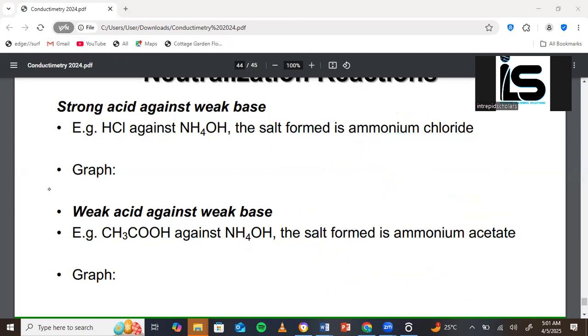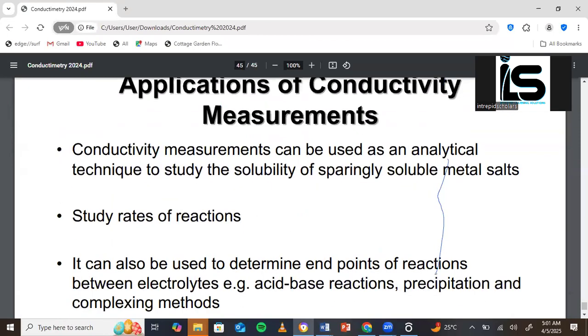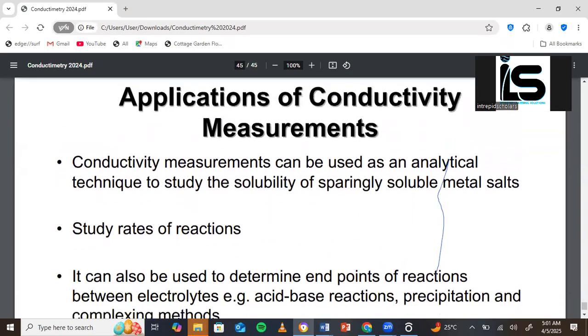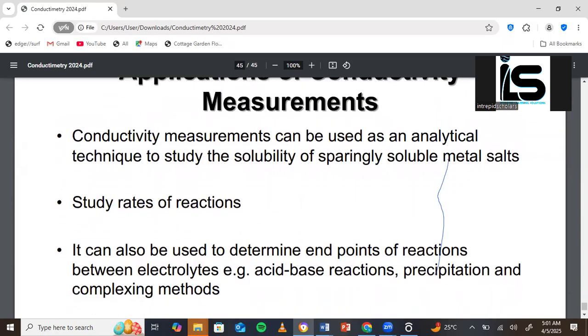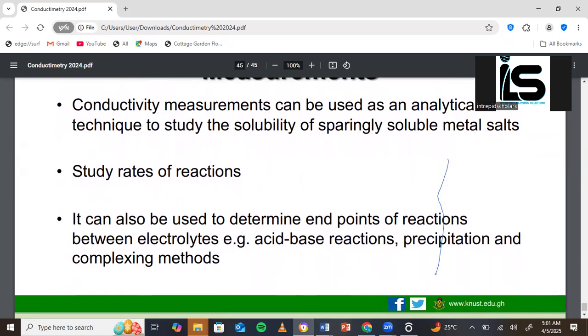And the last thing we'll talk about would be application of conductivity in measurements. So we are saying that first one, conductivity measurements can be used as an analytical technique used to study the solubility of sparingly soluble metallic salts. The next one is that it studies the rates of reactions. And the last one, as has been determined here, it can be used to determine the endpoint or equivalent point of reaction between electrolytes. Example, acid-base reactions, as we have illustrated there. We can also use it in complexing methods and precipitations.